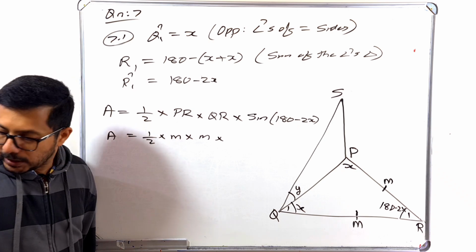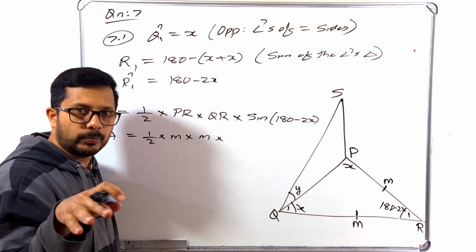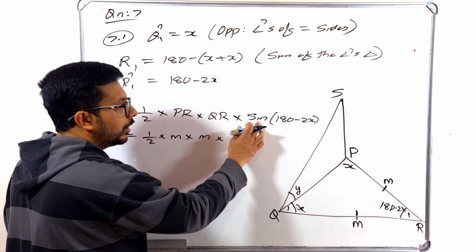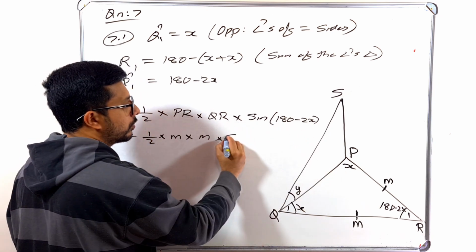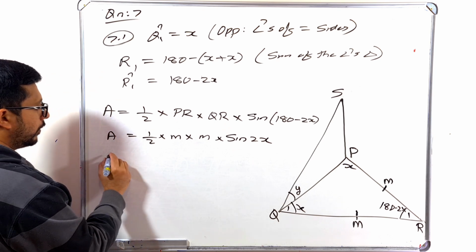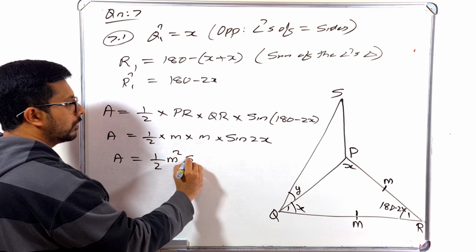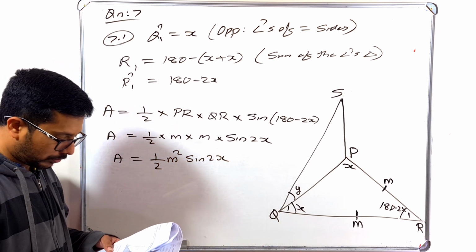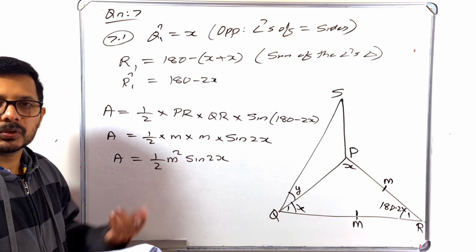Then there is no change because of 180, horizontal line, no change. Reduction formula: 180 minus 2x is in the second quadrant, where sine is positive, and here also sine, so it is positive. No change because it is based on a horizontal line, so it is sine 2x. So what is this one? Area A is equal to half m squared sine 2x. In terms of x and m, so we got the answer.